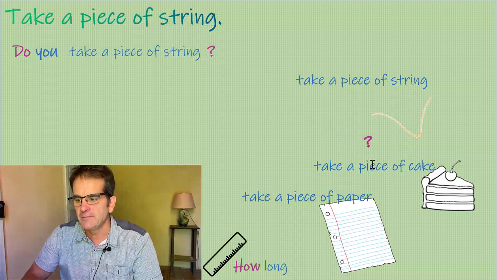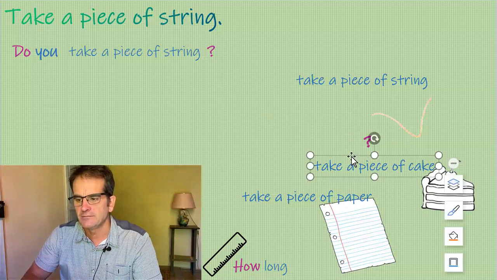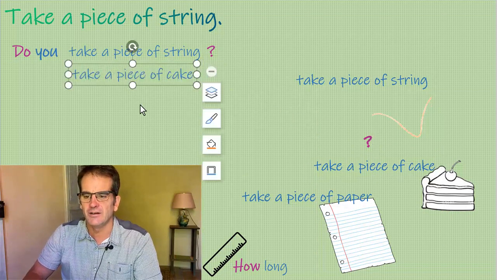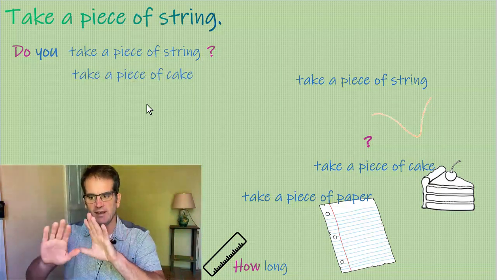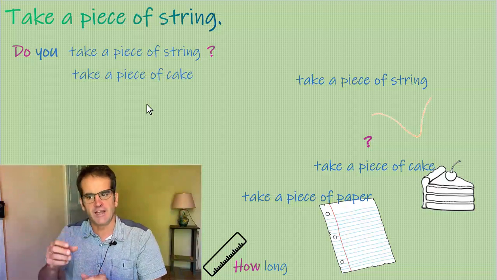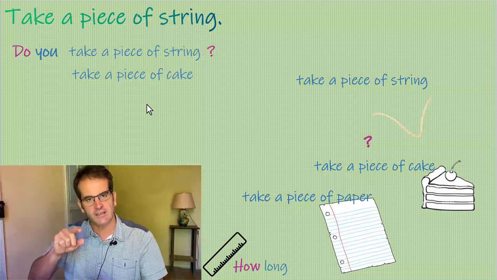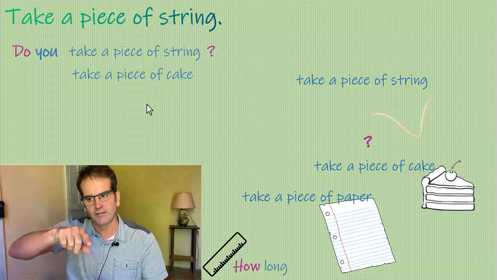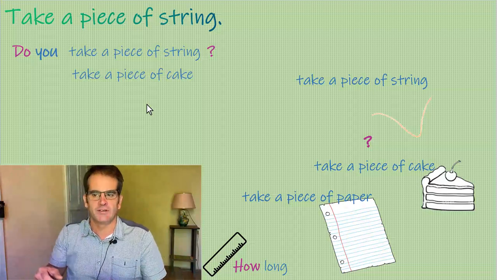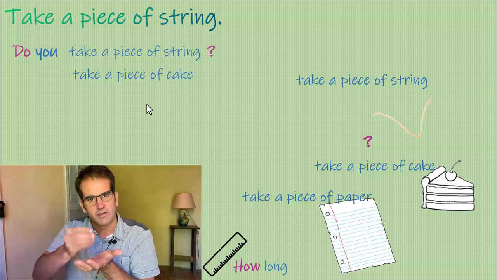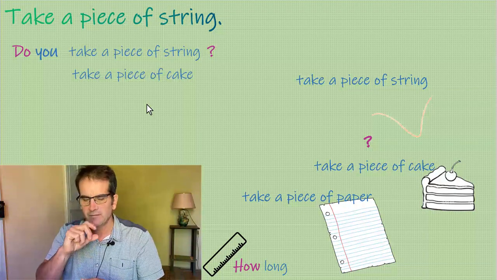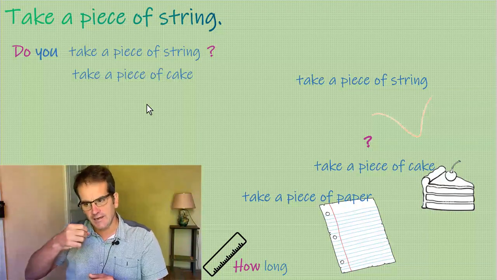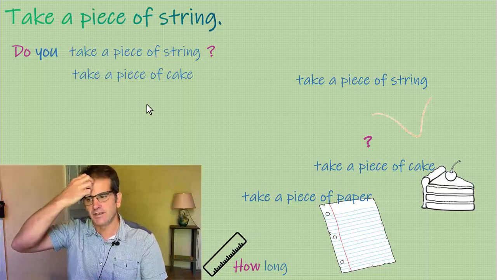Do you take a piece of cake? No. Maybe your neighbors take a piece of cake. They are having tea in their garden. But you don't take a piece of cake. You take a piece of string.